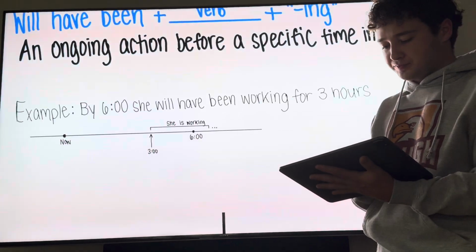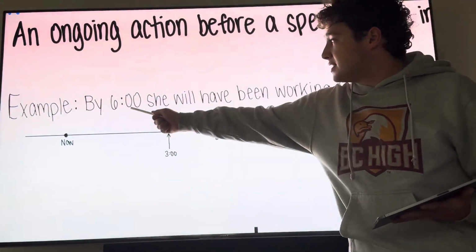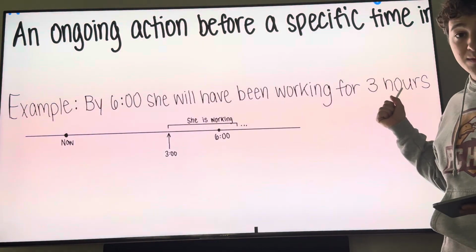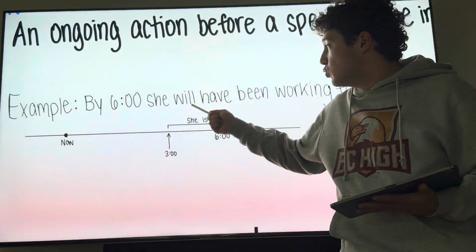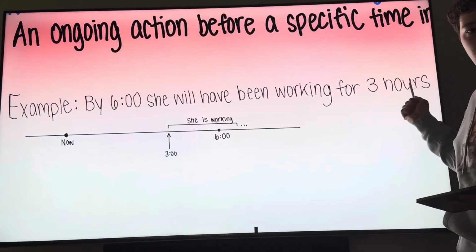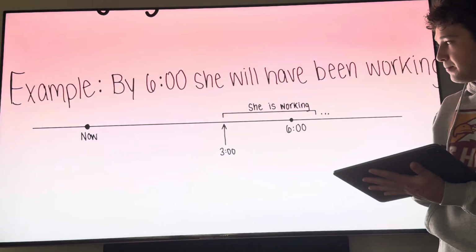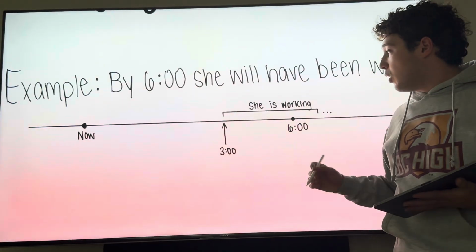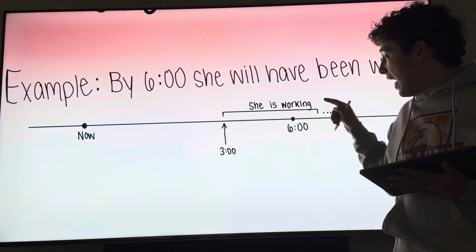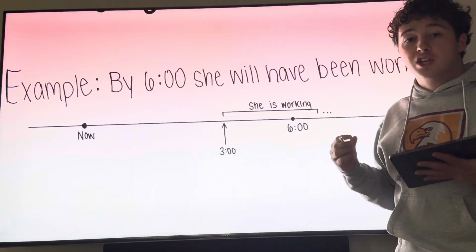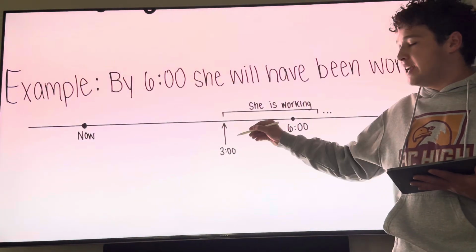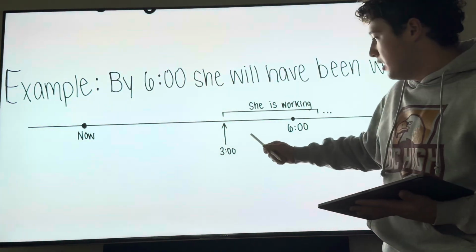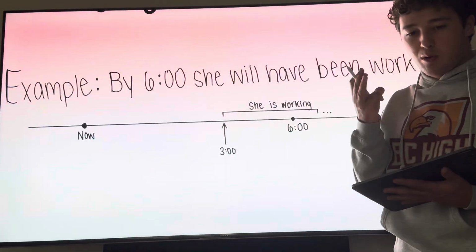So let's see an example. Right down here it says, by 6 o'clock, she will have been working for 3 hours. So have a look at the timeline here. This is right now, and here is 6 o'clock. So by 6 o'clock, she will have been working for 3 hours, which means she was working from the period in the future before 6 o'clock. So from 3 o'clock, 3 hours.